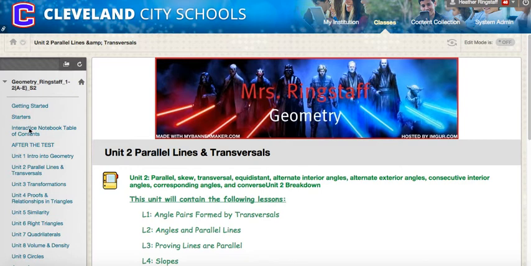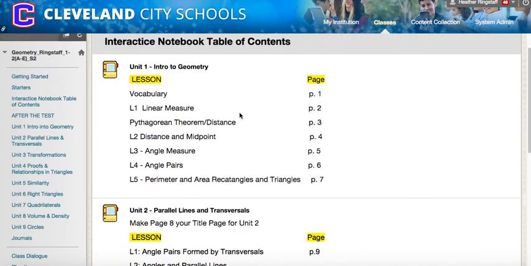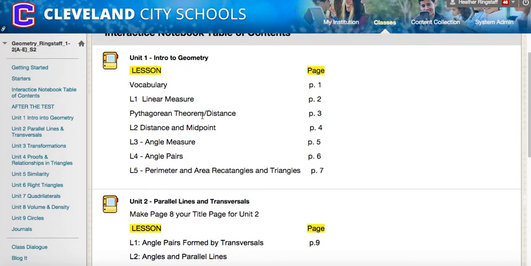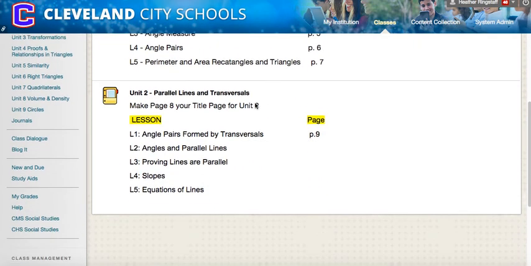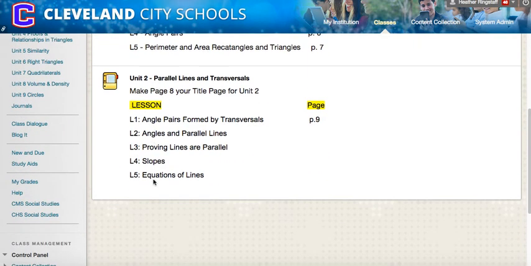I would like for you to click on the interactive notebook table of contents. And there you will see how you had your Unit 1 lessons and the page numbers. And now you have your Unit 2 lessons.